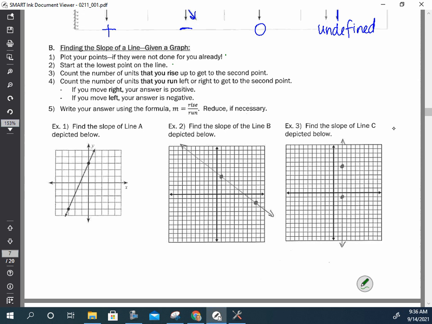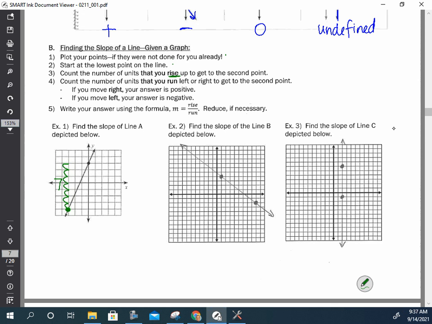Step 2, start at the lowest point on the line. So in the case of example 1, there's the lowest point on the line. Count the number of units that you would rise to get to the second point. So I'm rising 1, 2, 3, 4, 5, 6, 7 spaces to get to the other point.